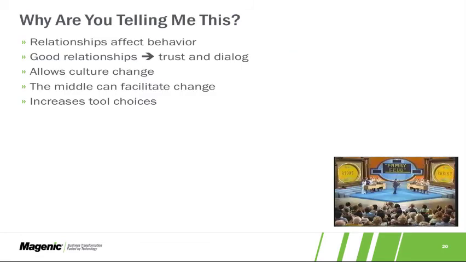Why am I telling you this? Well, I kind of cut to the chase already, but the relationships affect behavior. If your relationships are good, you're going to be able to have trust and dialogue. They will help you with things. It allows culture change. It allows focusing on the business, and it allows the middle to facilitate these changes. Why do we care about this? The better the relationships are, the more latitude you will get from these stakeholder departments. It increases the number of viable tools you can use. You won't have as many restrictions on what you're allowed to do, so you have more choices in tooling.